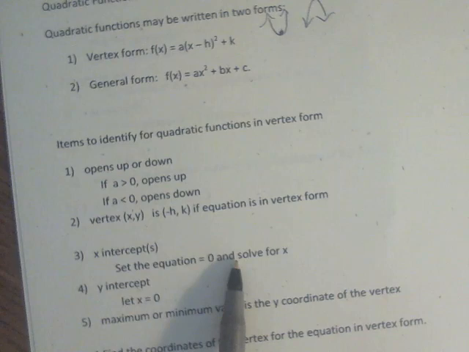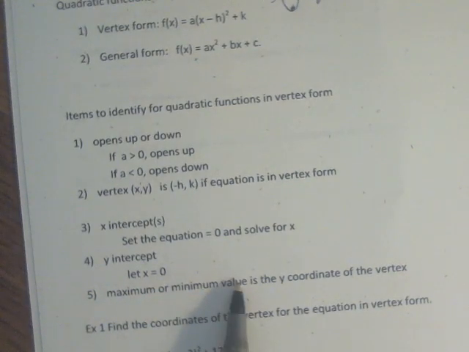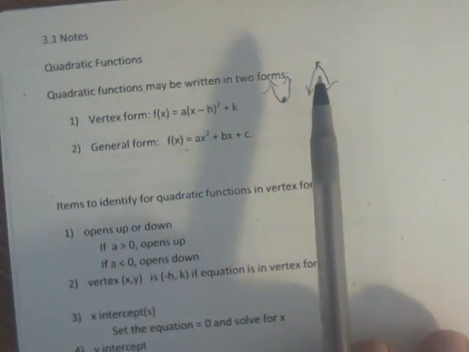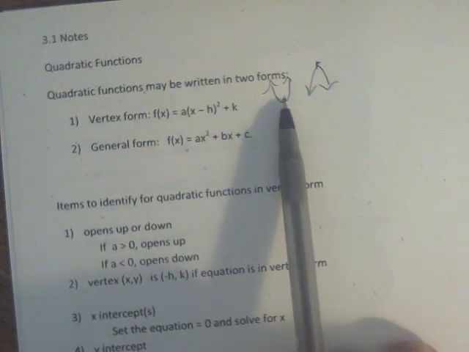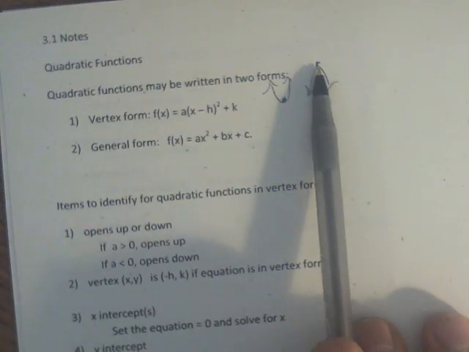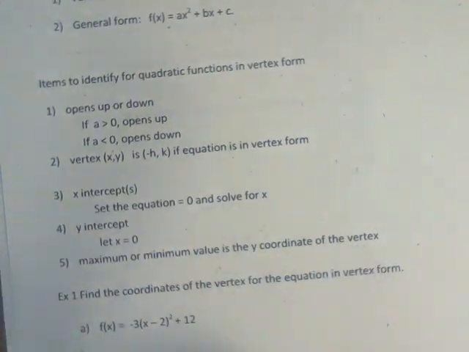We can always find x-intercepts the same way, it never changes. Set the equation equal to 0, solve for x. We can find the y-intercept by letting x be 0. The maximum or minimum value, since it is a quadratic, it's only got the one hump. We only have either a maximum or a minimum. If it opens up, we have a minimum. If it opens down, we have a maximum. And it is the y-coordinate of the vertex.